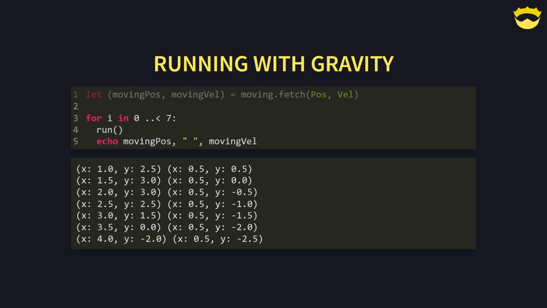Then we're going to run all of the participating systems a few times and display the results of position and velocity as we do so. You can see here that the y component of position goes up and then gradually goes down as gravity increases. And now it's gone below 0, but we don't want that to happen.